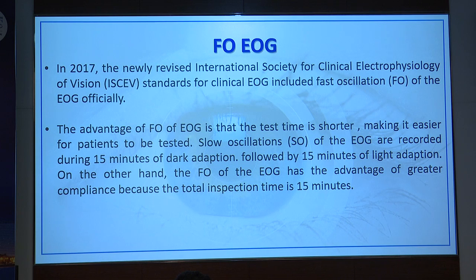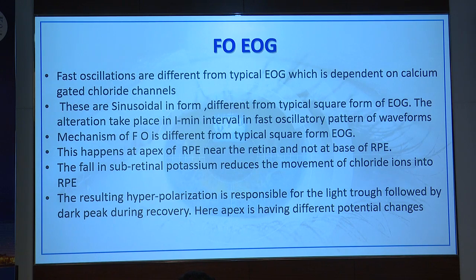Now, these were all slow oscillation EOG. What is fast oscillation EOG? In 2017, ISCEV standards have included FO officially. The advantage is that test time is shorter, making it easier for the patient to be tested. Slow oscillation is recorded during 15 minutes of dark and 15 minutes of light. On the other hand, the FO of the EOG has the advantage of greater compliance because the total inspection time is 15 minutes.